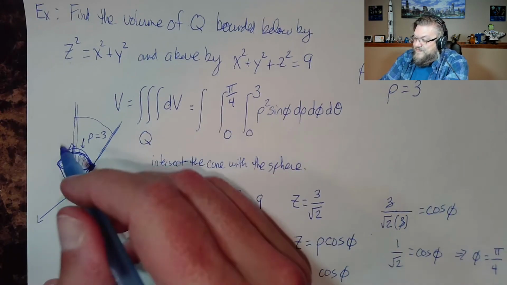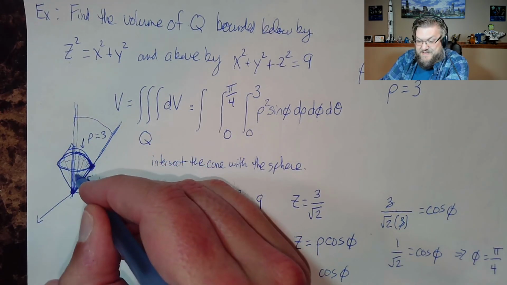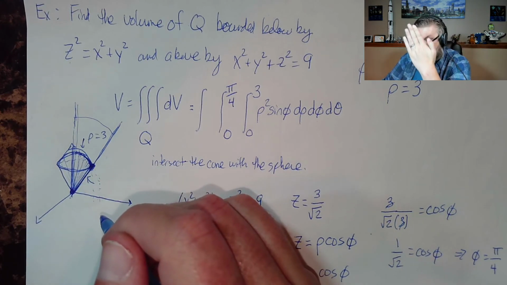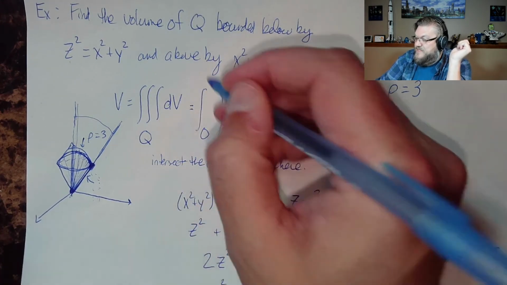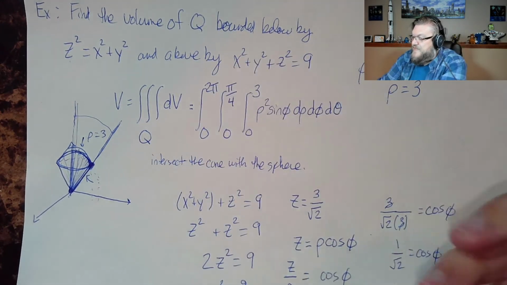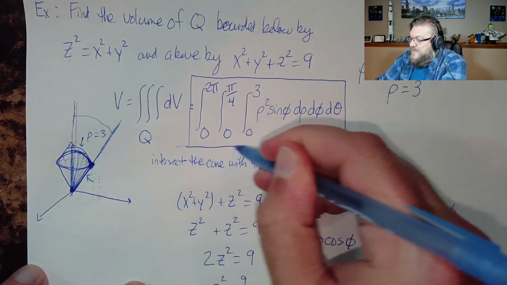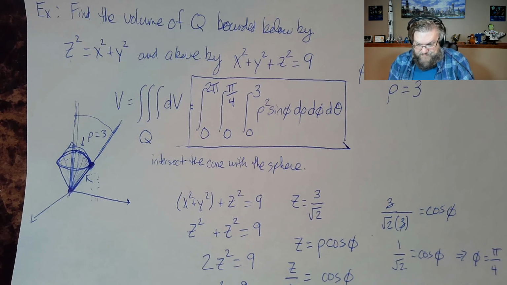Then theta. How do I take this whole thing and spin it around? Yes, I want the entire cone. So I just want to take that wedge and rotate it around, creating the entire shape. So that's going to be 0 to 2 pi. That's the setup of the volume of the snow cone. See that?